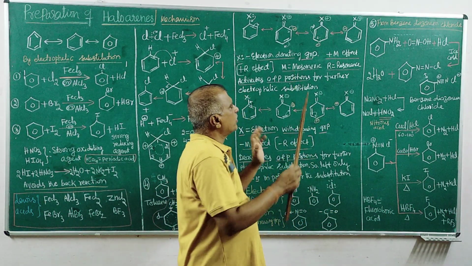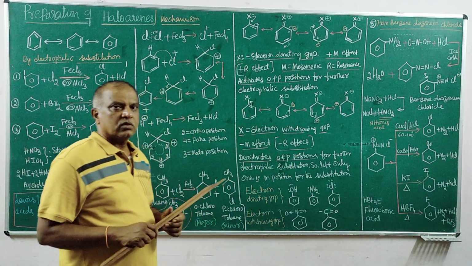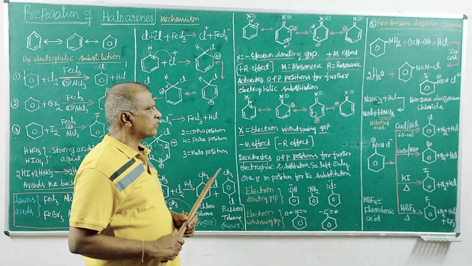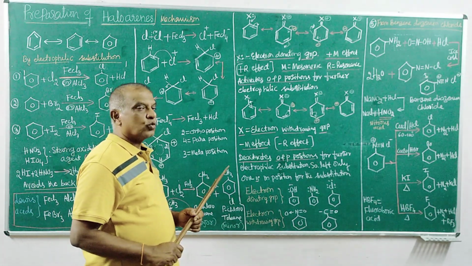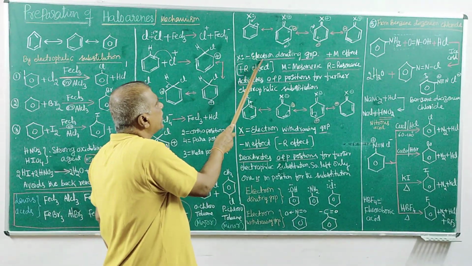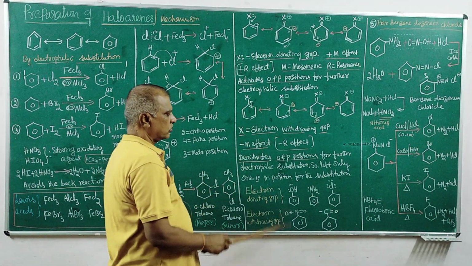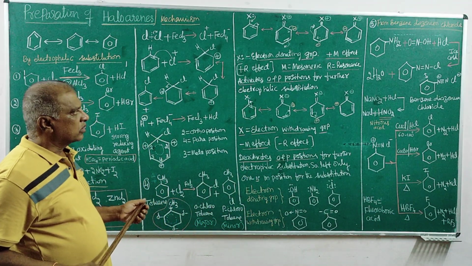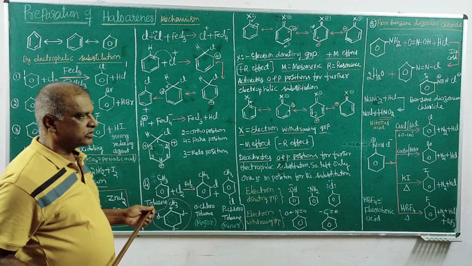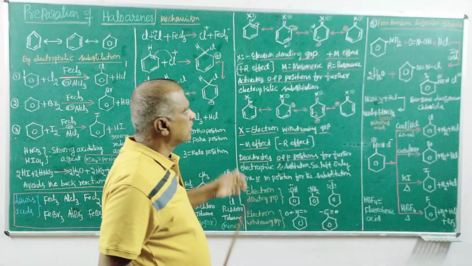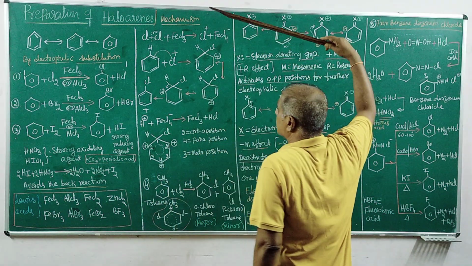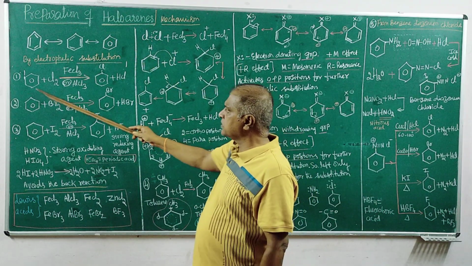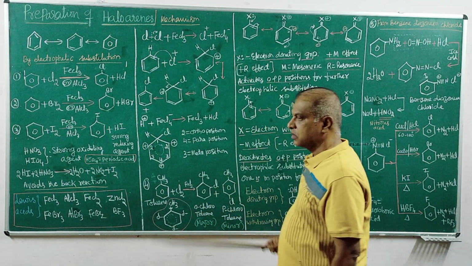This is just a brief discussion about further substitution into benzene, and which position it takes depends on what group is present. Is it an electron donating group or an electron withdrawing group? It requires this knowledge to get the correct derivative of benzene for further substitution. Next is the preparation of haloarenes, haloarenes from benzene.